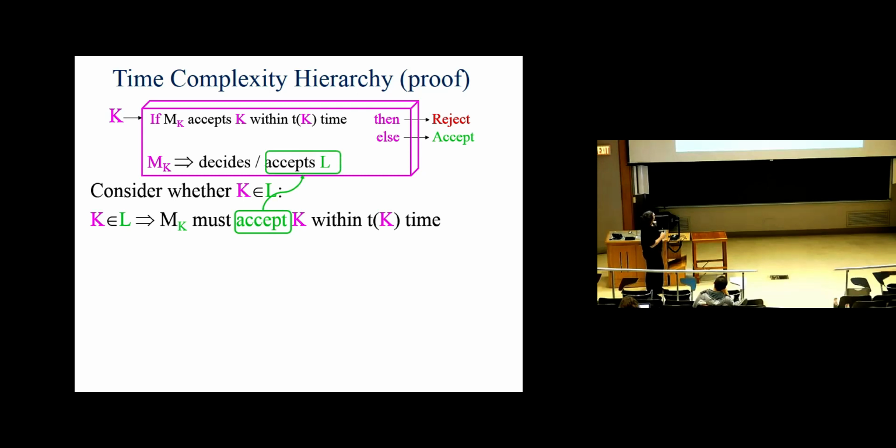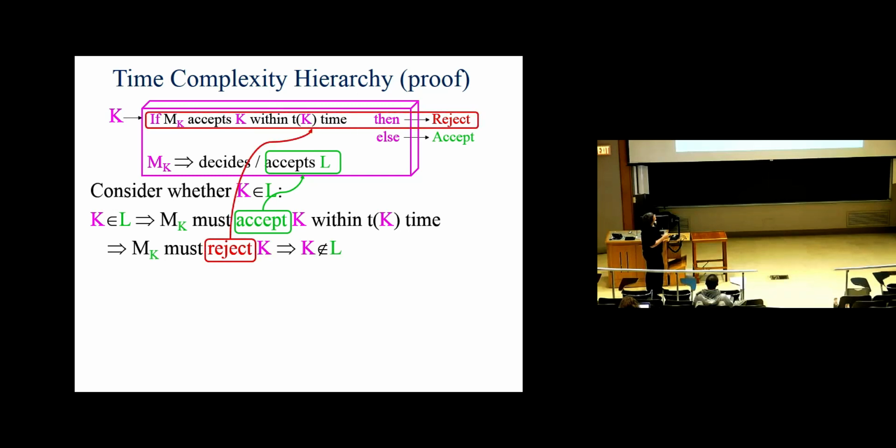Okay. Now, if k was an element of the language L, M sub k will decide that, accept, that's what it's supposed to do correctly, right? So it must accept k within t of k time, right? But if it does, then this will kick in, and it must then therefore reject. So if k is an element of L, M sub k must reject that index k, and therefore k is not an element of L, because this machine here, M sub k, accepts the language L.